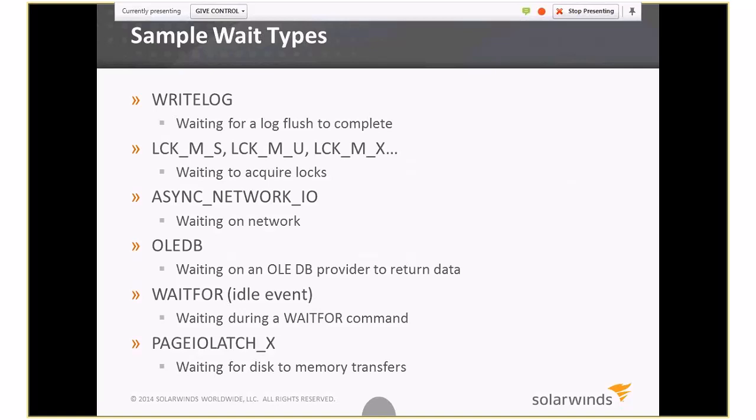The LCK waits, they're all waiting to fire a lock. The suffix of each one: S is for shared, or select, U is for update, and X is for exclusive. So you can actually kind of see what type of lock you're waiting on.